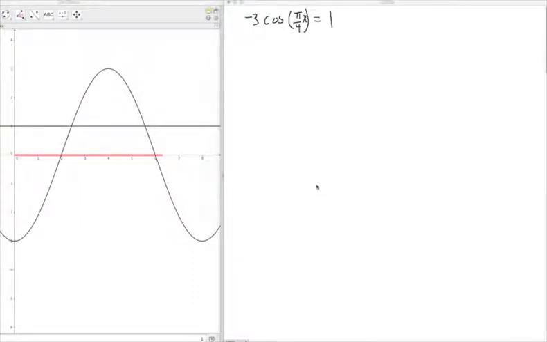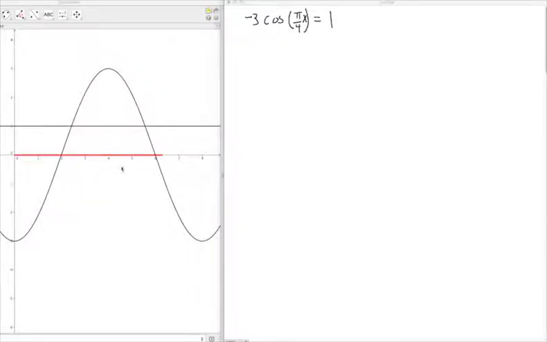Okay, here's a quick video on how to solve this equation right here. What I've done is I've graphed on the left -3 cosine pi over 4x, which is right here. Now I think it's fair to say the period, according to the graph, looks like it's about 8, but we'll show that in a little bit.